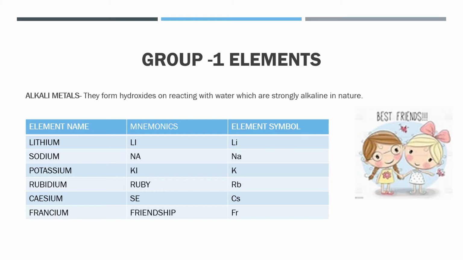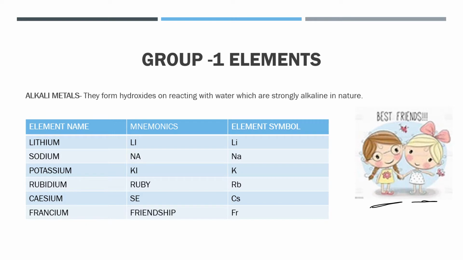The mnemonic for this is Lena, Key, Ruby, Say, Friendship. As you see in this picture, there are two girls here. Let's take an example that she is Lena and she is Ruby. They both are best friends. That's what this mnemonic means. So let's once more remind the mnemonic: Lena, Key, Ruby, Say, Friendship.